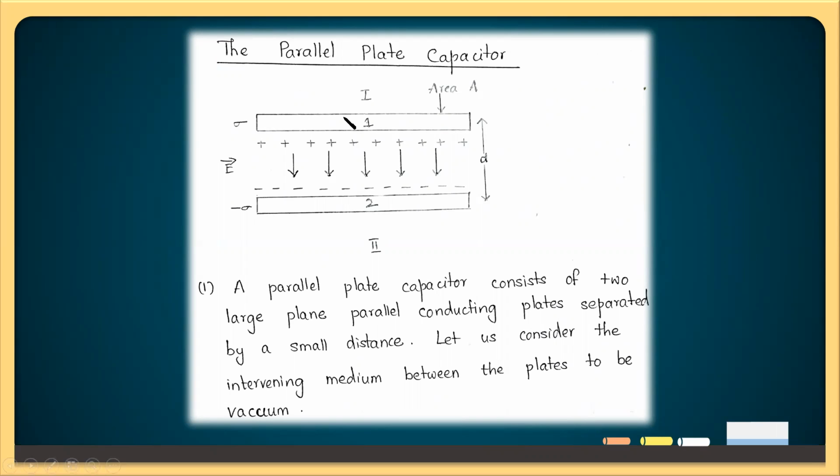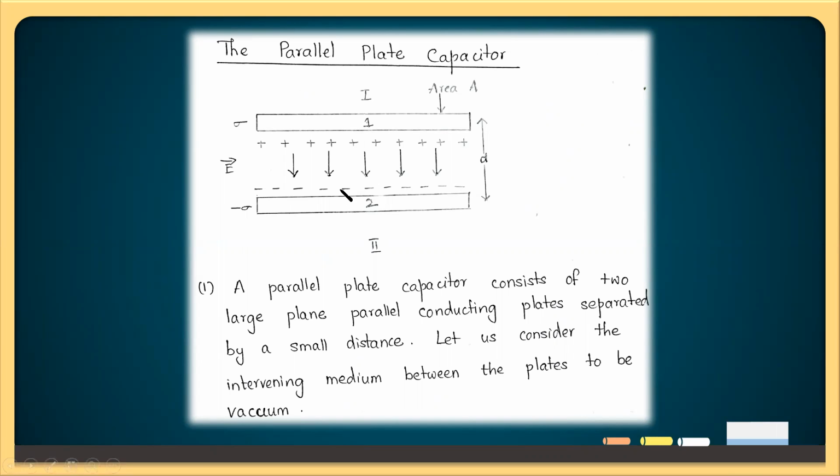Here you can see this is a parallel plate capacitor. There are two plates here. This is plate 1 and this is plate 2. They are two parallel plates made of a conducting material, parallel to each other.